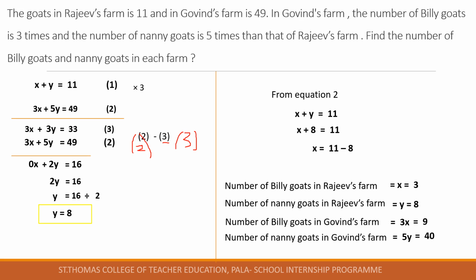The number of billy goats is 3 times that of billy goats in Rajiv's farm.